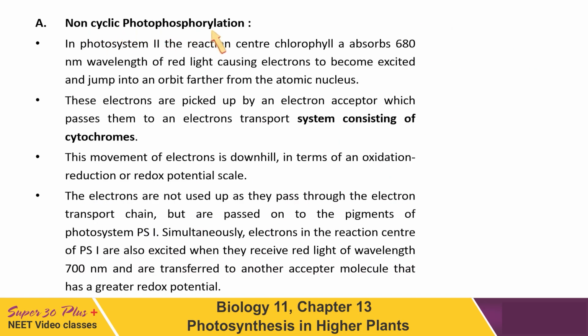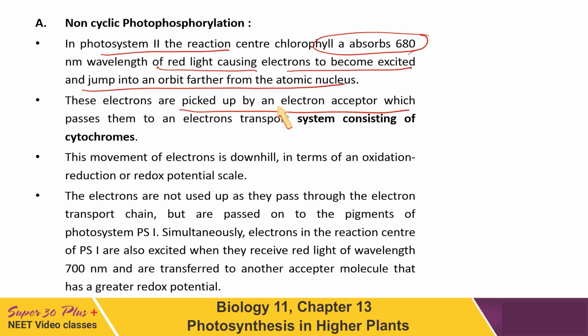Non-cyclic photophosphorylation, come to this point. Photosystem second, you know, the reaction center is this one, will absorb the wavelength of red light. Electrons will be excited. They will jump into the higher orbit. I told you here, electrons will be picked up by the electron acceptor. You see, that was the light harvesting complex. Electrons have been received by the electron acceptor here, is it? And then from here they have gone to the cytochrome.